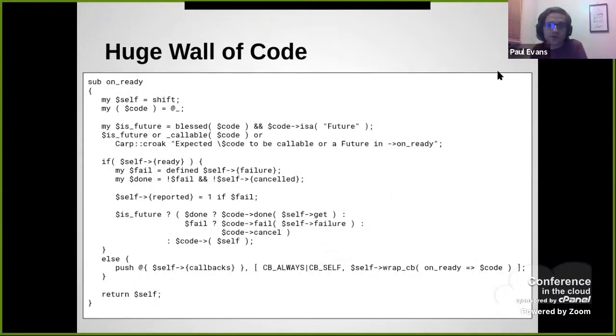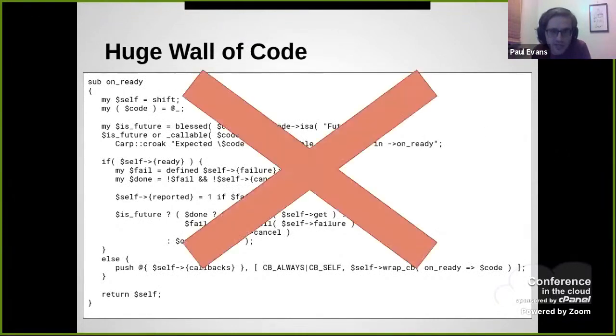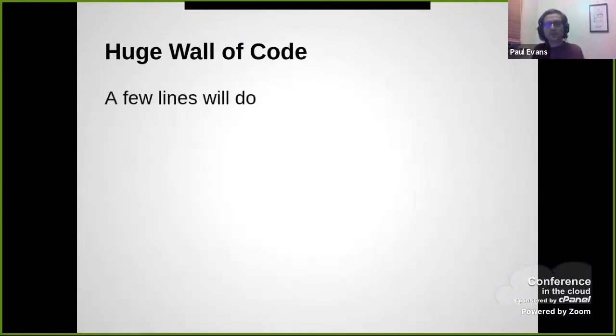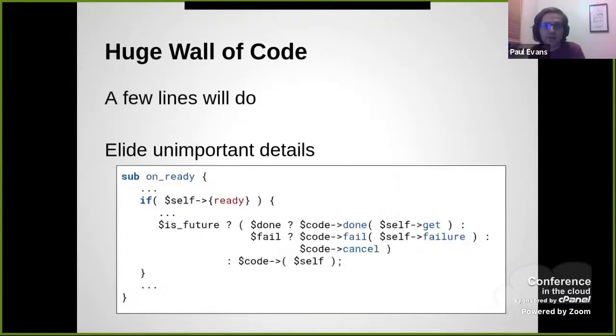Similarly, huge walls of code like that. I mean, let's have a look down here. Is that line 12 or line 13? Yeah, no, don't do that. A few short lines of code. Elide all the unimportant details. Just put dots in there, right? That code won't compile, but the humans reading the code are not Perl compilers. They don't need to see every little detail.